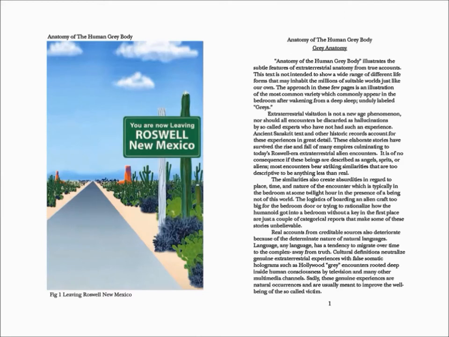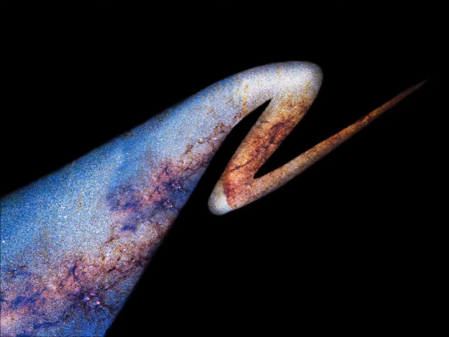illustrates the subtle features of extraterrestrial anatomy from true accounts. This text is not intended to show a wide range of different life forms that may inhabit the millions of suitable worlds just like our own. The approach in these few pages is an illustration of the most common variety, which commonly appear in the bedroom after awakening from a deep sleep, unduly labeled grays.